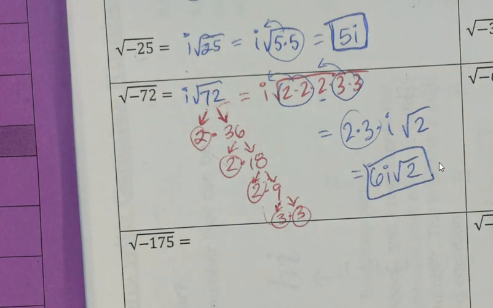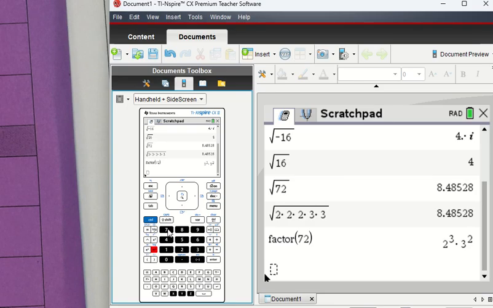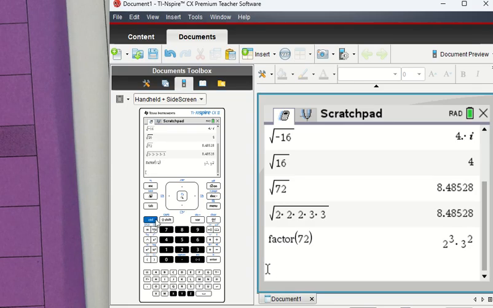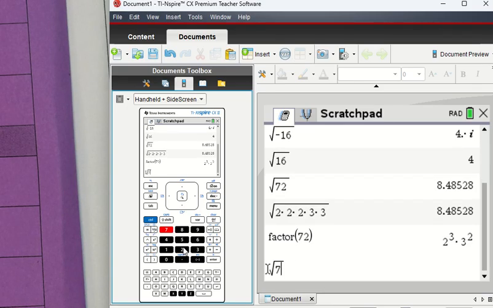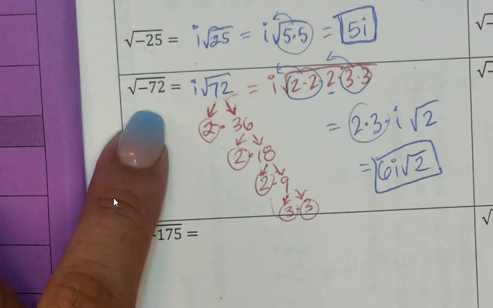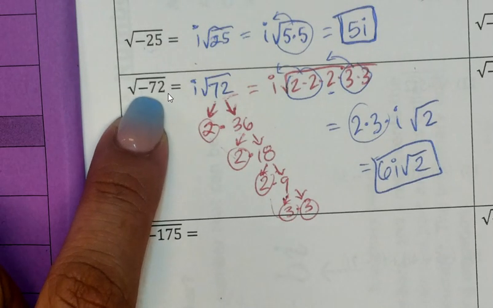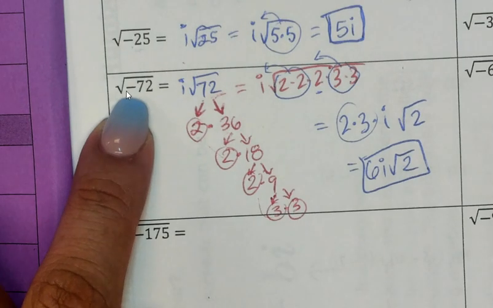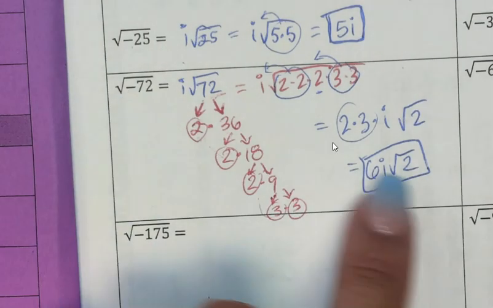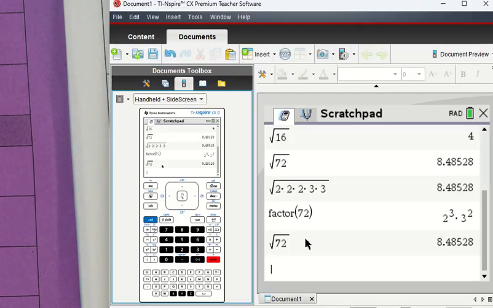Okay, so to verify this, I just showed the students that you can always type on your calculator square root of 72, because we're going to verify that the answer we got is correct. So square root of 72 is that number. And again, we didn't write the negative because we just want to double check what square root of 72 is. That negative not being typed means that we are not going to type the i. We're just going to type 6 square root of 2.